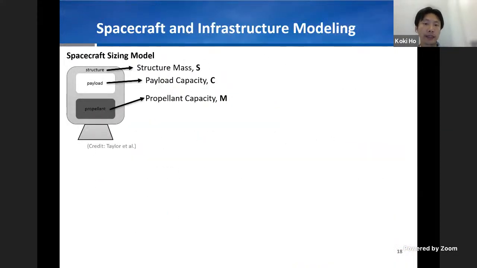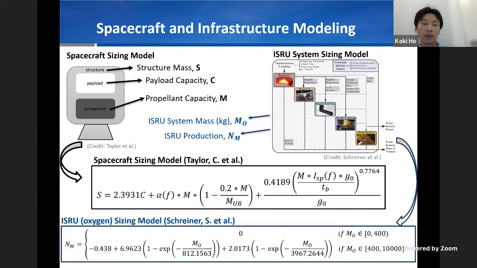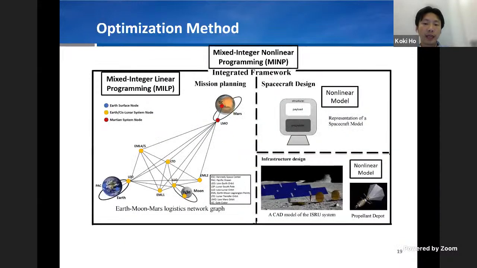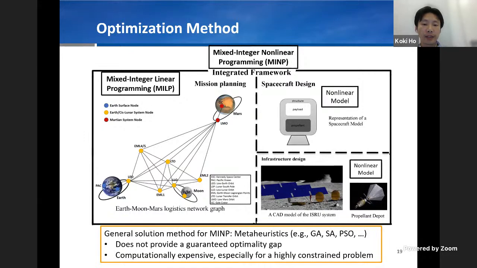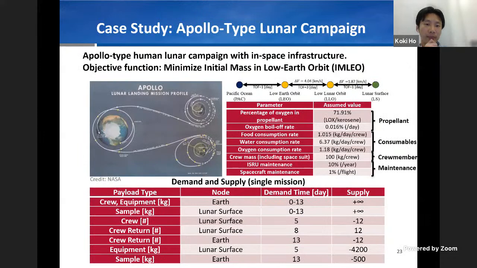And in addition, like I said, we also need to consider the spacecraft and the infrastructure modeling. There are different ways to model the sizing of spacecraft and infrastructure. This is just one way. We have actually come up with a better way to consider the multiple subsystem design and so on. But here again, I will skip the details for the interest of time. I will skip some more details. I'll show you one example.